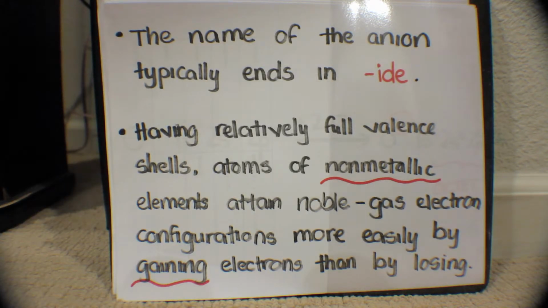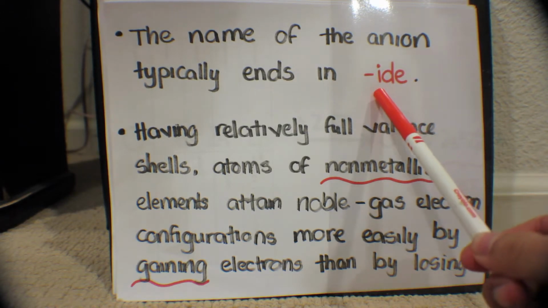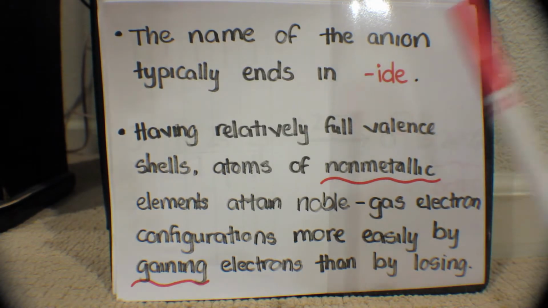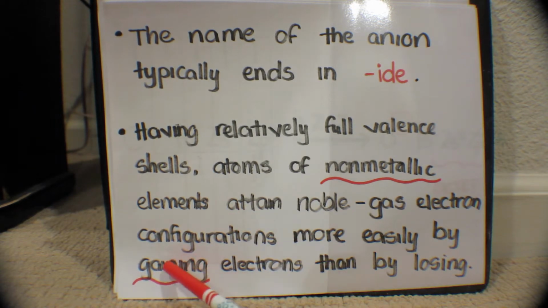The names of anions, in contrast to cations, are not the same as the atom. Their names typically end in "ide," spelled I-D-E. Having relatively full valence shells, atoms of nonmetallic elements attain noble gas electron configurations more easily by gaining electrons than by losing them.